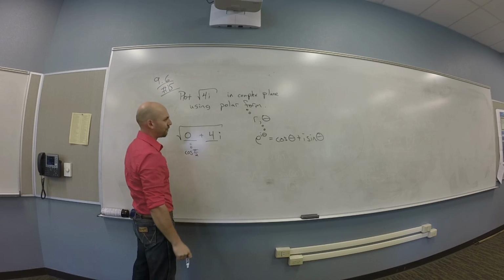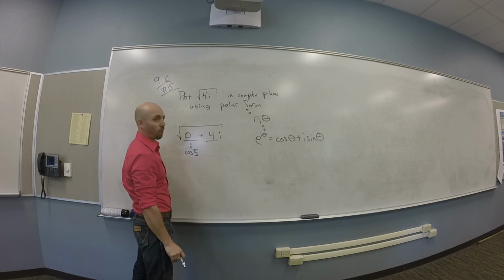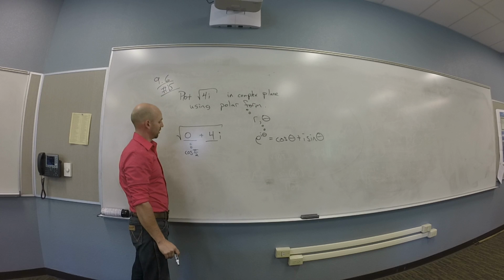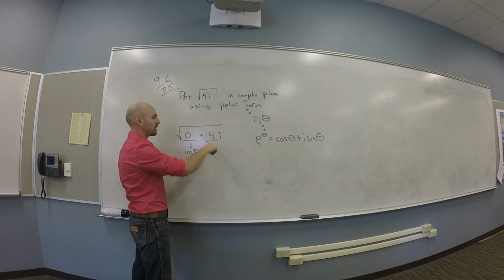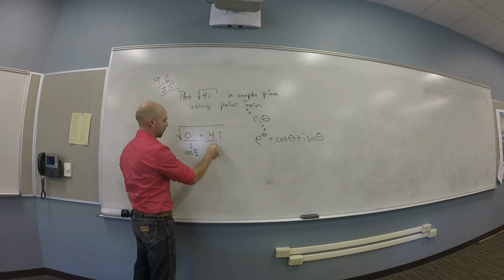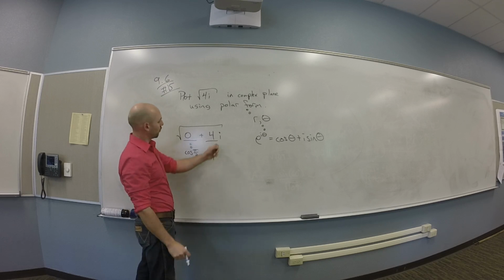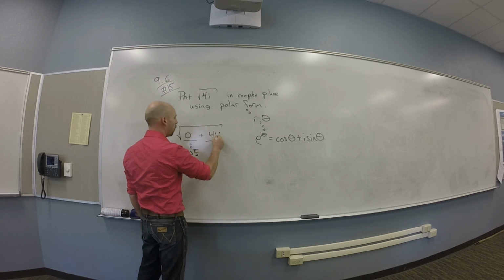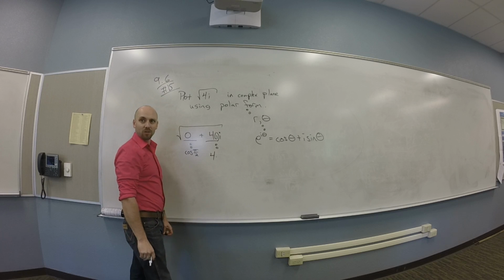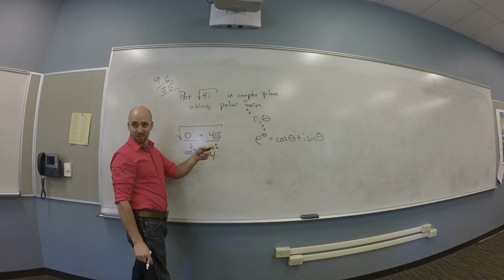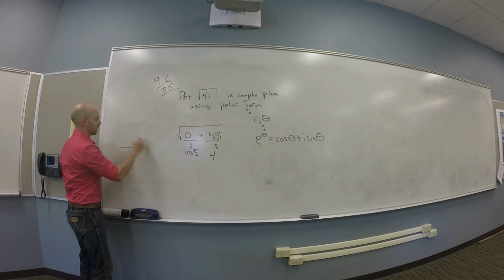Over here, I've got a 4, and I don't know what to do with that 4. Cosine was 0, you see that? Cosine is 0 at pi over 2, not 2 pi. I don't know what to do with the 4, so I'm just going to set it aside. And then there's kind of a 1 here, right? At pi over 2, sine is 1.